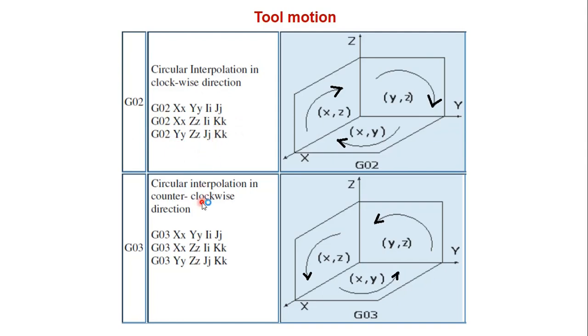Similarly it is repeated for G03 also. The only difference between G02 and G03 is the direction of motion. Here everything is in the clockwise direction irrespective of plane. Here also everything is in the anti-clockwise direction irrespective of plane.